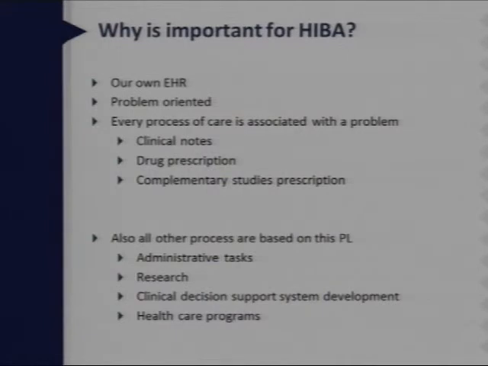But why, at Hospital Italiano, are we so worried about the quality of the problem list? Because we have our own electronic health record, which is a problem-oriented electronic health record, and every process in our hospital is related to a health problem. Every clinical note, every drug prescription, every complementary study must be associated with a health problem. And also, these problem lists are used for other processes in the institution, like administrative tasks, research processes, clinical decision support development, and healthcare programs.